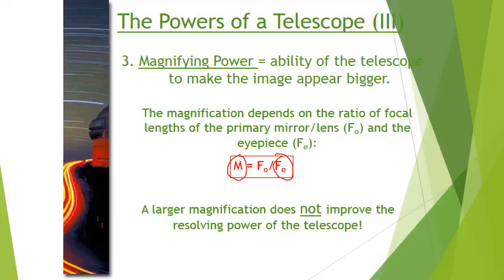And so by creating a large magnification with a very small eyepiece focal length, all you're really doing is turning up the volume. It's like if you've got a staticky radio station. When you turn up the volume, you're amplifying the signal, yes, but you're also amplifying the noise. It's still going to sound lousy. And so therefore, magnifying power is really not that much of a selling point.